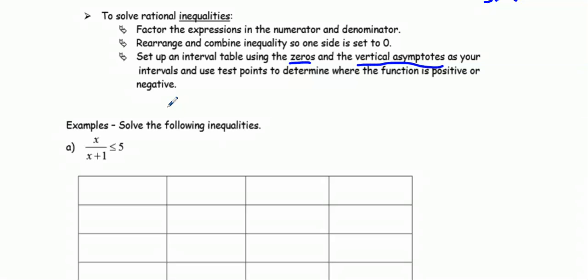You've already done this, right? We've already set up the table to check for positivity and negativity, and so now this is the same idea, because if you've got less than or equal to 0 on one side, you're really just checking whether your rational is negative or not, or whether it actually equals 0. That's important when you have the equal sign. Okay, so let's look at this first one.